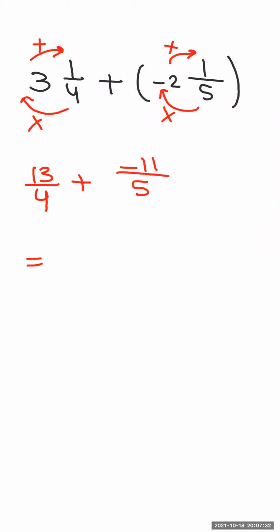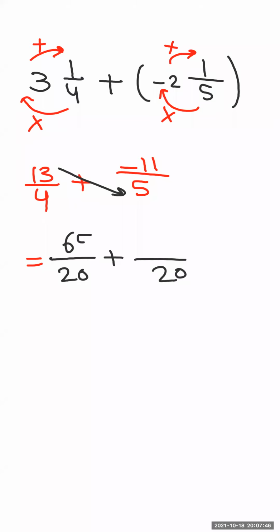So now what will be the next step? Now the question comes in the easiest form. Now we multiply the denominators 4 and 5, and the denominator becomes 20. Now 13 times 5, it's 65. 4 times negative 11, negative 44. 65 minus 44 will equal 21 over 20. Finished.